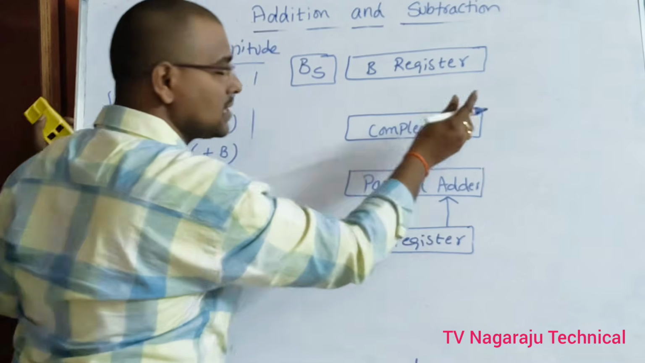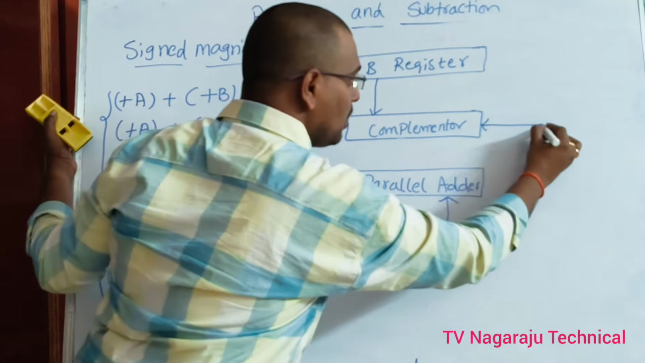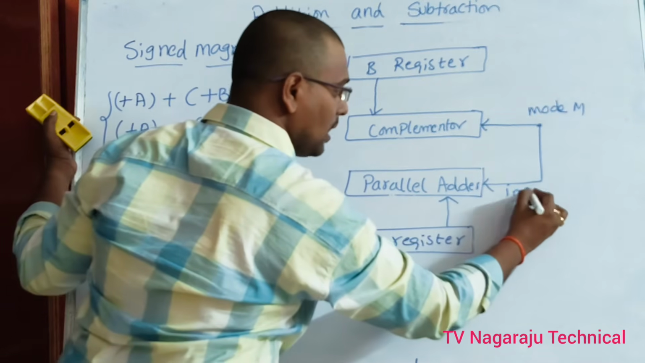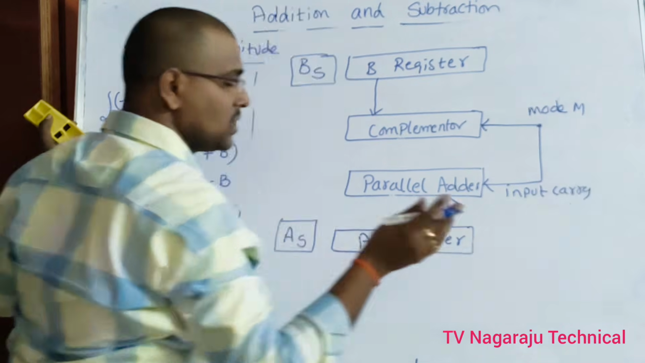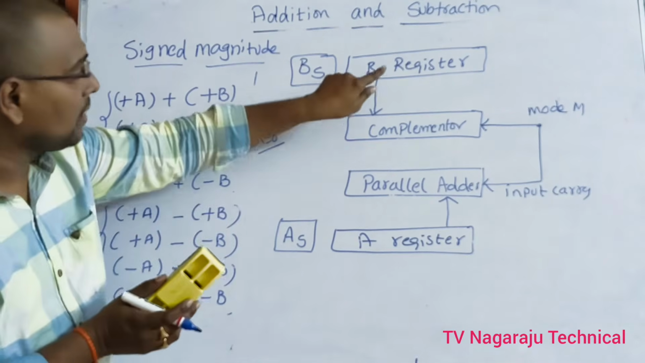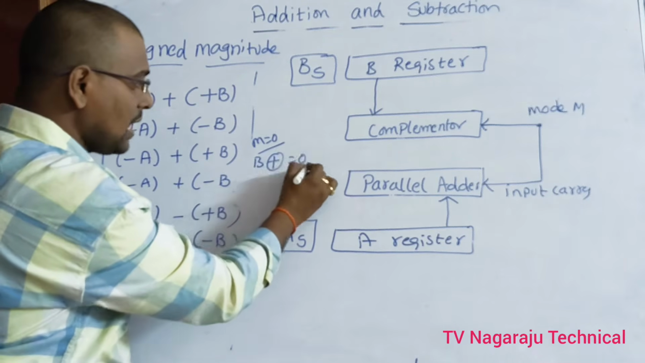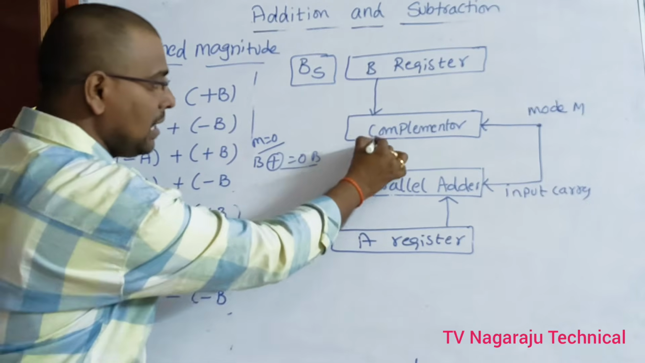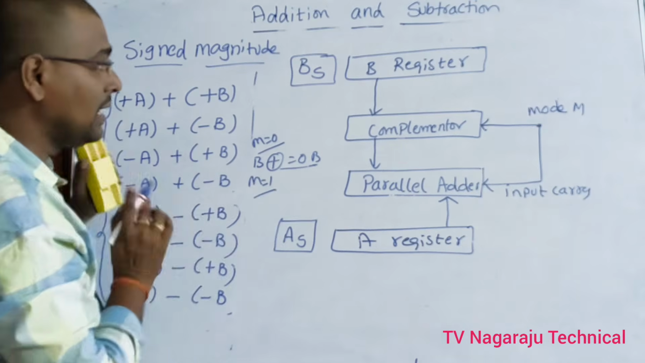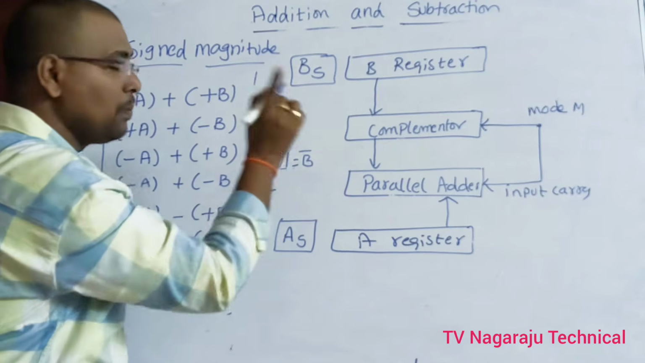The complementer simply consists of XOR operations. Now B is passed here, along with one more bit M. This is also passed to the input carry. We already know this procedure. If the M value is equal to 0, B XOR 0, what is the answer? Simply B only. That is, B is directly passed and the addition operation is performed. Suppose M is equal to 1, then B XOR 1 is simply the B complement.